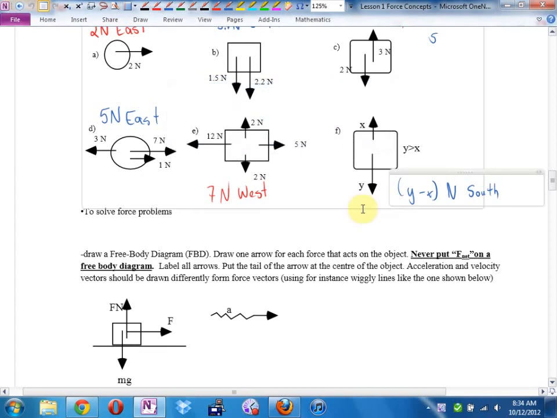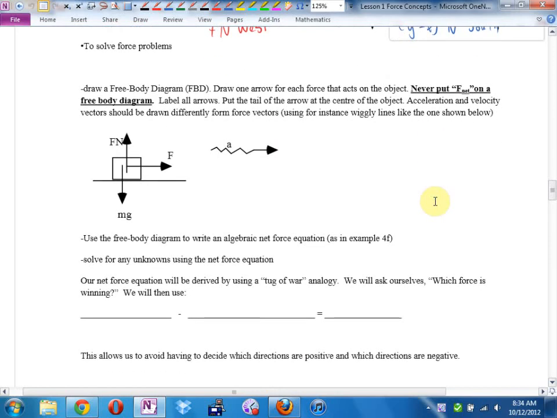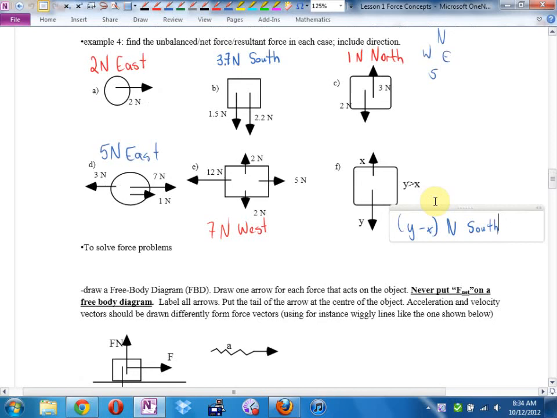Where we left off last day, to solve force problems, we are going to be approaching most force problems this year with a free body diagram. My abbreviation is FBD. We're going to draw one arrow for each force that acts on the object. Now listen closely, because this is a common mistake. Never put the net force on your diagram. Let me show you what I mean.